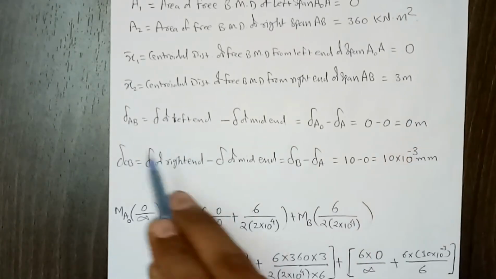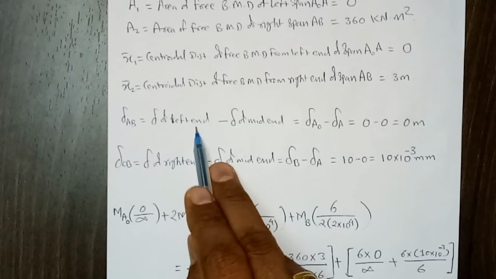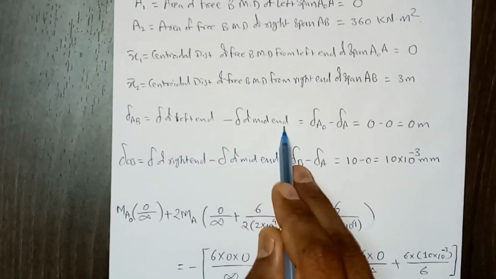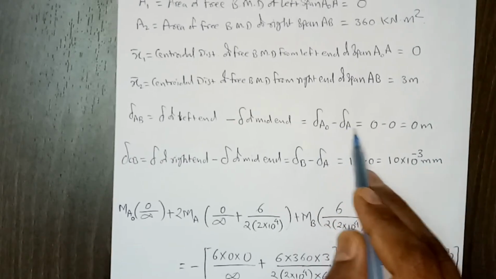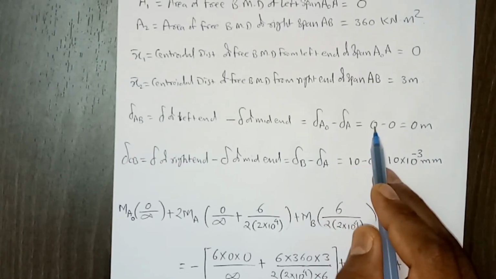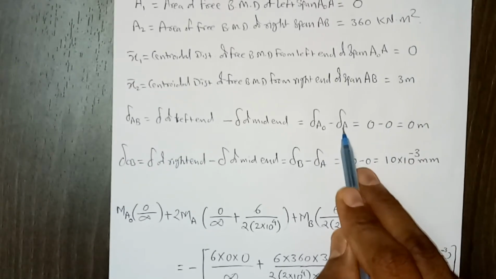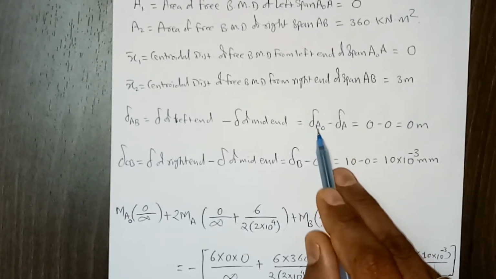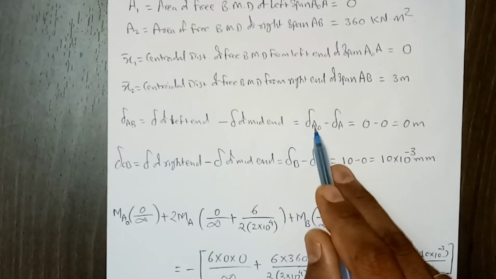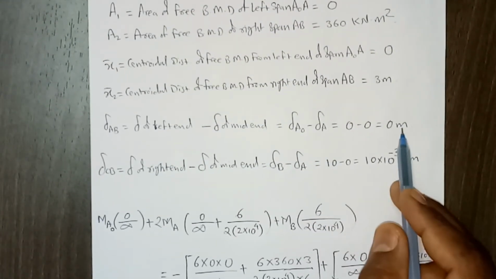Now delta AB, delta of left end minus delta of mid end. The left end is A0 and the mid end is A, and since A is not sinking, there is no settlement of the A support, and definitely A0 is not settling since it is an imaginary span, so we are not assuming any settlement in that support. So this difference will be 0.